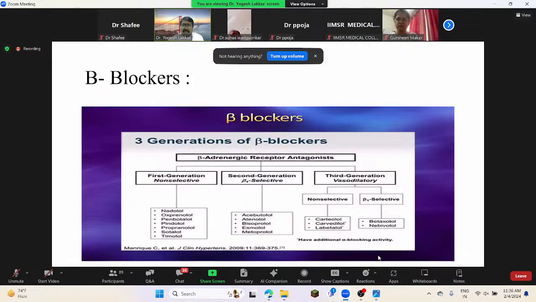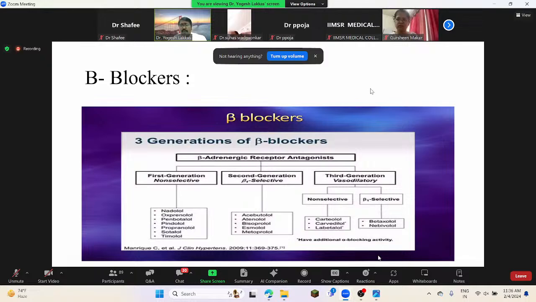Newer molecules are there, like carvedilol and labetalol, which blocks alpha receptors as well as beta receptors. They are also available. I personally use labetalol in the ICU to tackle acute severe hypertension, rather than NTG, which is not possible for us to work with nowadays.